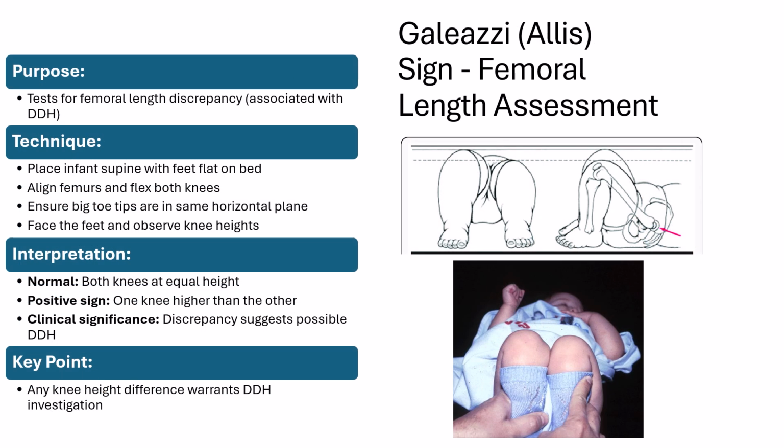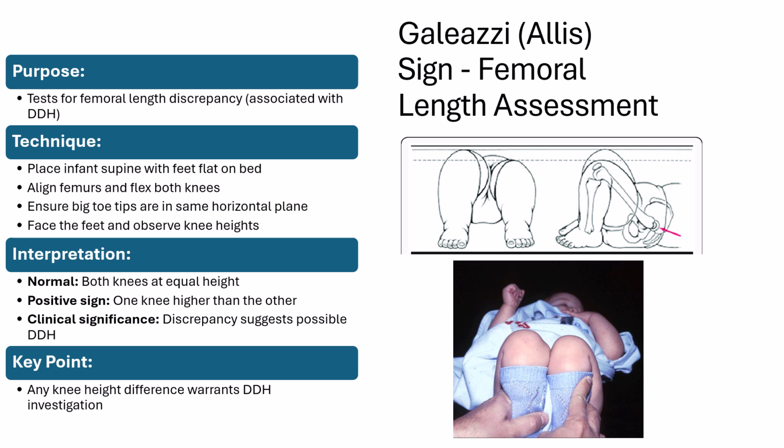The Galeazzi or Allis sign is a simple but important test for detecting femoral length discrepancy that may indicate developmental dysplasia of the hip. The technique involves placing the infant supine, with feet flat on the bed, aligning the femurs, and flexing both knees while ensuring the big toe tips remain in the same horizontal plane. Position yourself facing the infant's feet and observe the height of both knees. In a normal infant, both knees should be at equal height.